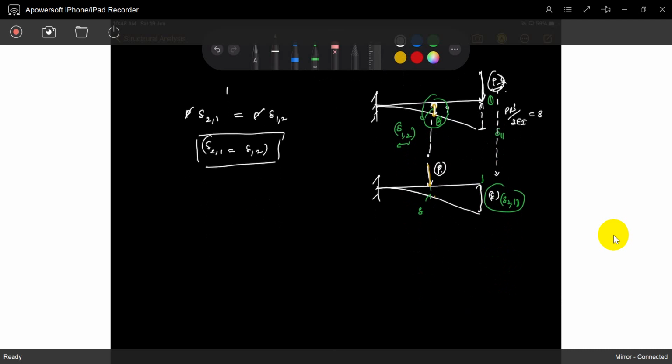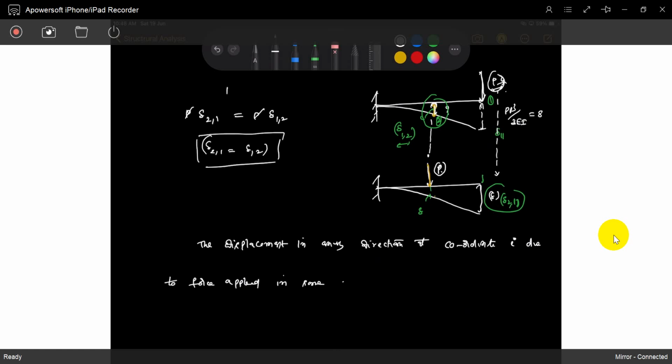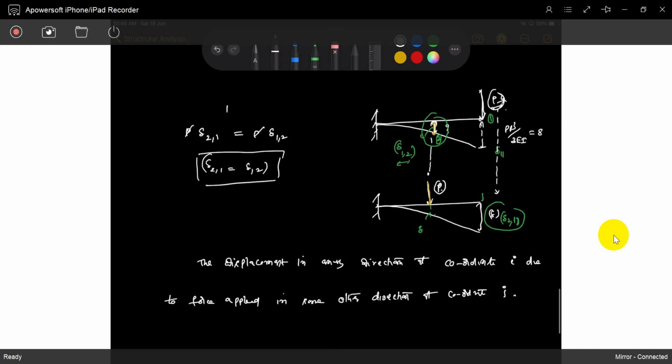So this is Maxwell's reciprocal theorem. The displacement in any direction, at coordinate I, due to a force applied in some other direction, at coordinate J. See? So I call it I.